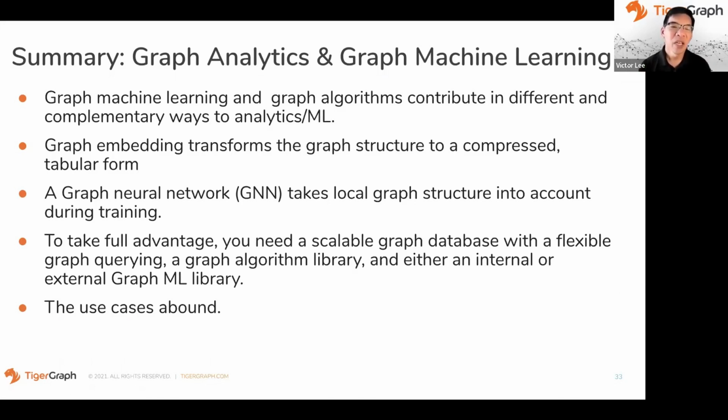And lastly, if you want to take advantage of all of this, you're going to need a scalable graph database with flexible graph querying and doing those read-write updates. You're going to need a graph algorithm library and either an internal or external graph machine learning library, with the advantages of in-database machine learning, where you can do the training in the database, starting to become apparent. And again, we hit on a few use cases. There are so many more. So I'll just say they abound.